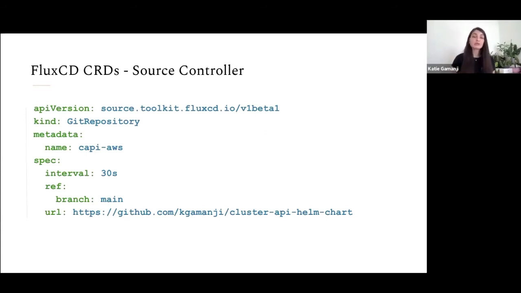As such, I'm going to have a Git repository resource with the name copy AWS. In the spec section, you see that I have an interval of 30 seconds. So Flux is going to monitor this repository every single 30 seconds. And if new changes are identified, these are going to be applied straight away. And lastly, we're going to actually define where our manifests are living. And in this case, it's going to be within the ClusterAPI Helm chart repository, and we're going to check out the main branch.